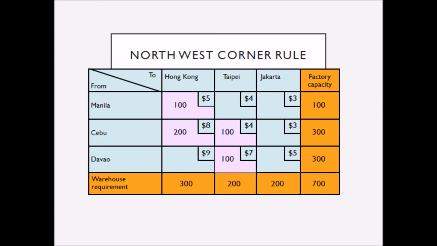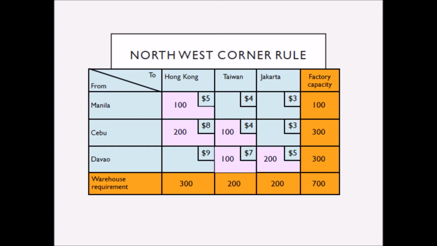And finally, Davao to Jakarta. With Davao having 200 units left and Jakarta requiring a demand of 200, we just have to put the remaining demand and the remaining supply into the box between Davao and Jakarta to complete the table.